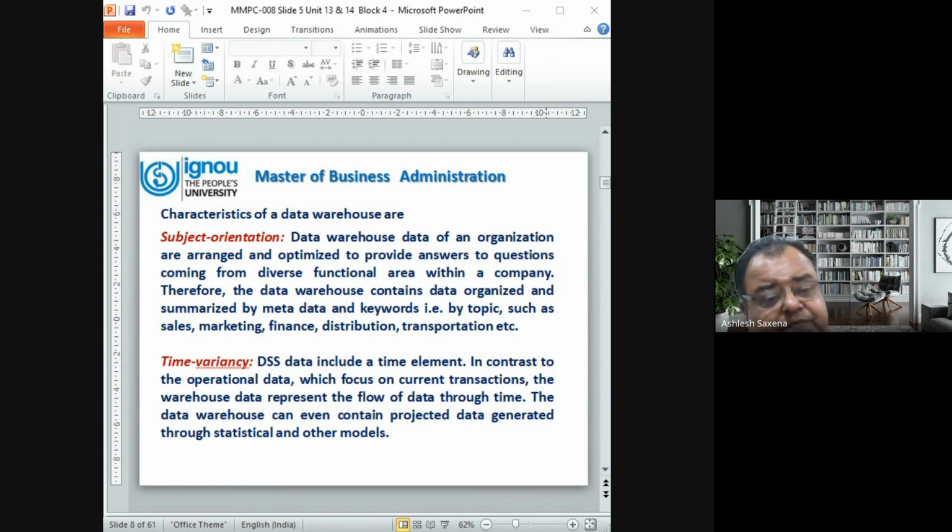Time variancy. DSS data includes a time element in contrast to the operational data, which focuses on current transactions. The warehouse data represents the flow of data through time. The data warehouse can even contain projected data generated through statistical and other models.